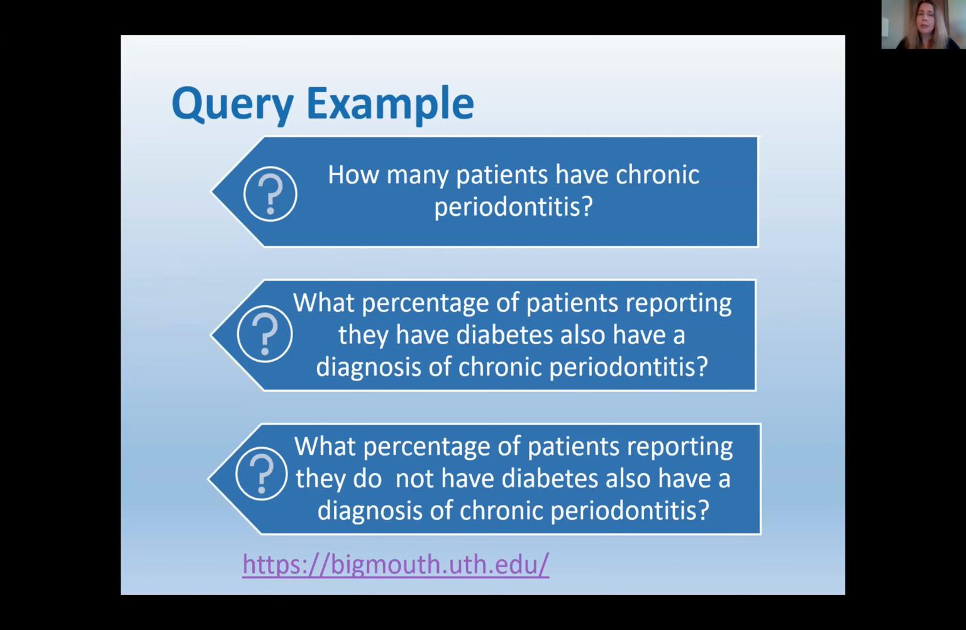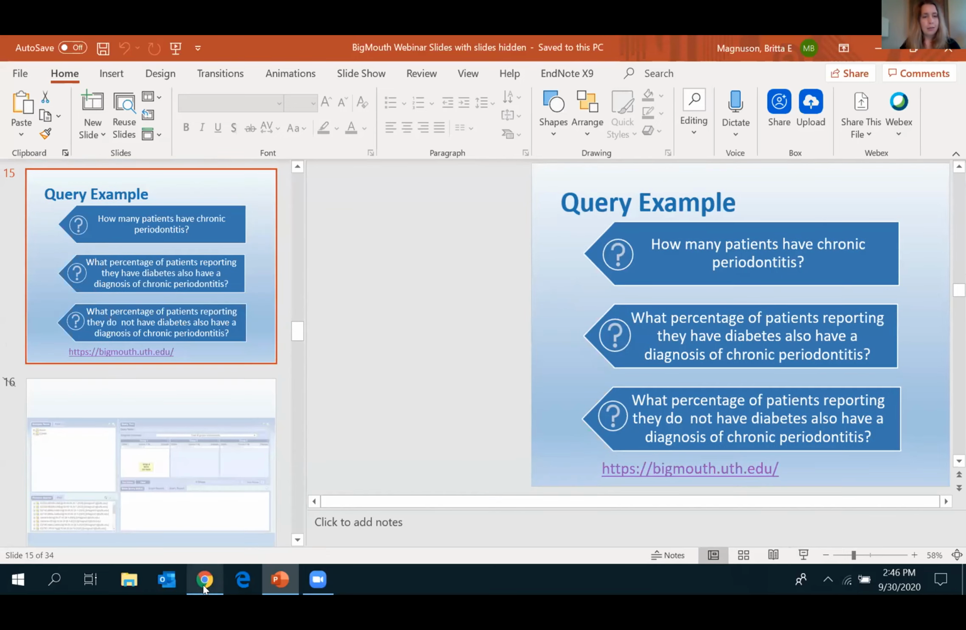It's important to know that the medical history within Big Mouth is self-reported. That's self-reported medical history information. It's not coming from a medical center or anything like that. It's what's been reported at the dental school. And then, what percentage of patients reporting they do not have diabetes also have a diagnosis of chronic periodontitis? So these are some questions we could ask.